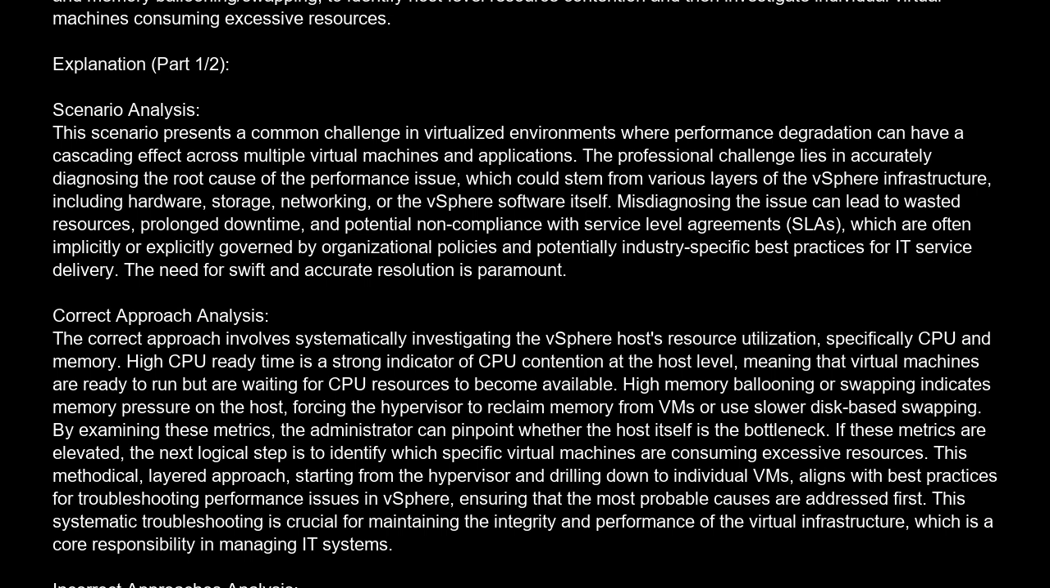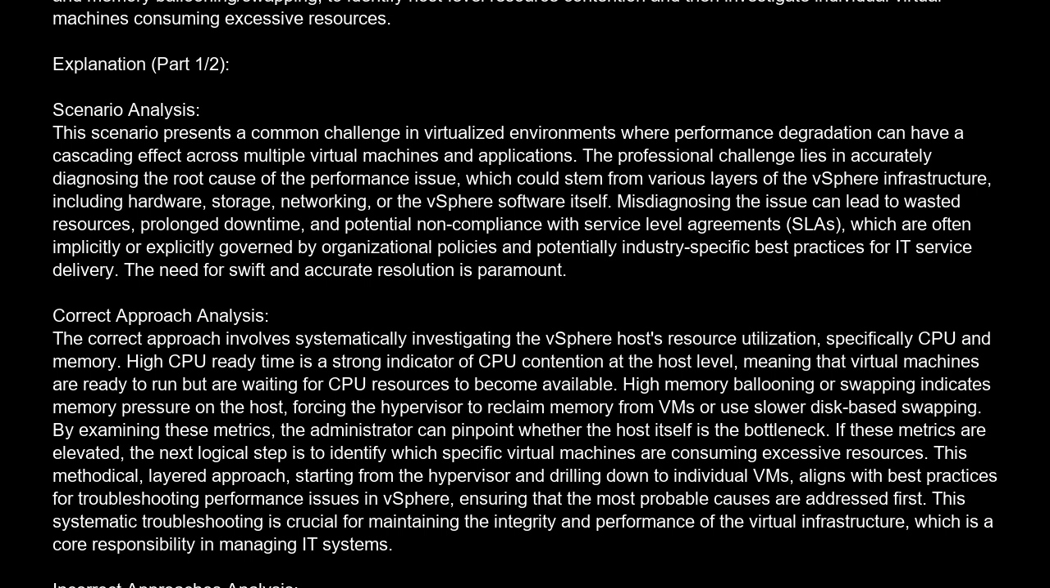Misdiagnosing the issue can lead to wasted resources, prolonged downtime, and potential noncompliance with service-level agreements, SLAs, which are often implicitly or explicitly governed by organizational policies and potentially industry-specific best practices for IT service delivery. The need for swift and accurate resolution is paramount.